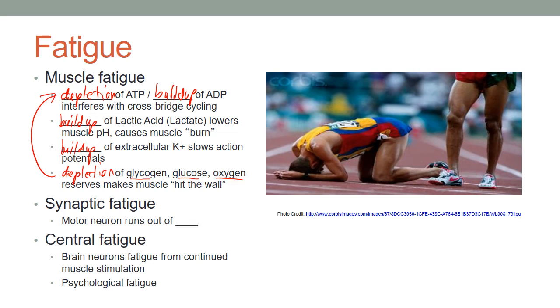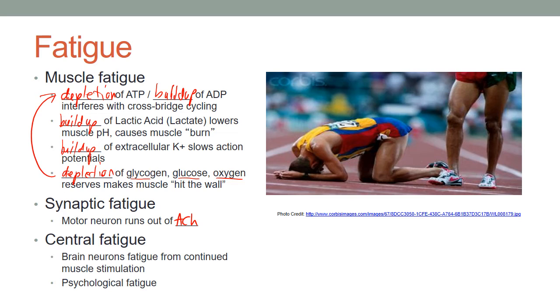Another kind of fatigue that's less obvious is what's called synaptic fatigue. As we mentioned, in order to get a muscle to contract for a long, strong contraction, we have to repeatedly stimulate the muscle. Well, what if your motor neuron is stimulating faster than it knows how? Then it can run out of acetylcholine. And if the motor neuron runs out of acetylcholine, then it just can't stimulate the muscle anymore, and the muscle will refuse to contract.